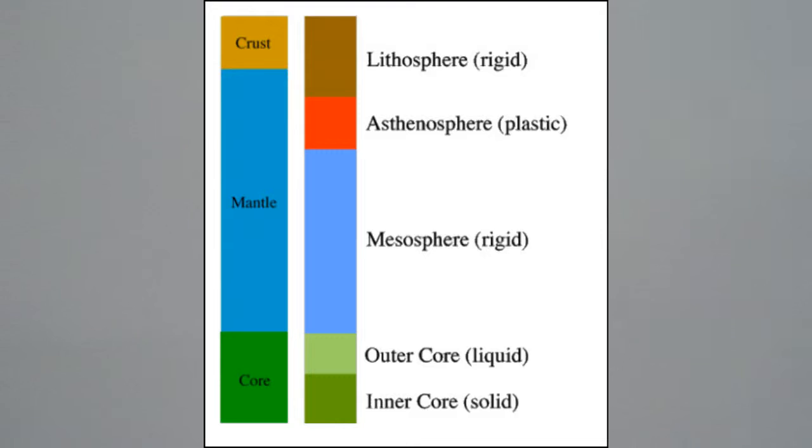The lithosphere is composed of the crust and a rigid upper mantle, while the asthenosphere is the molten upper mantle. Mesosphere, on the other hand, is composed mainly of the lower mantle.